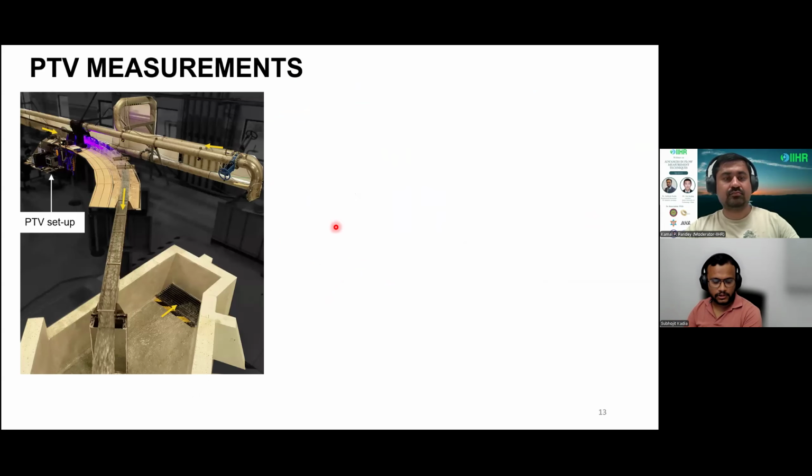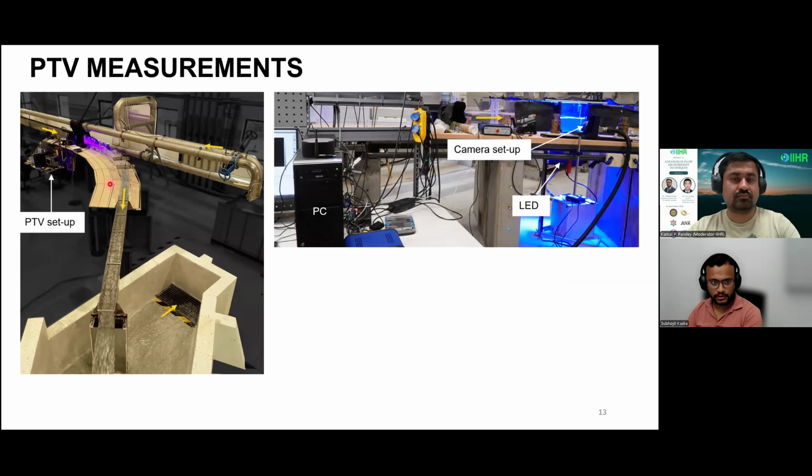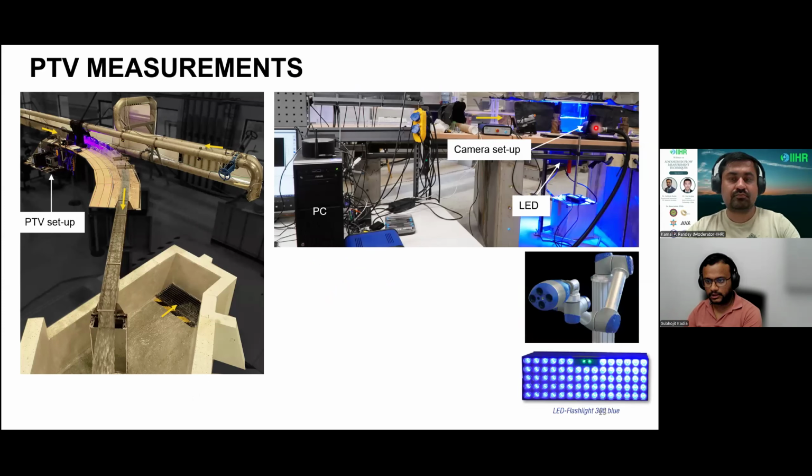This is the downstream view of the PTV setup. If we look closely into the setup, we have this camera assembly that contains 4 cameras to get the 3D view of the particles. It contains an LED and not a laser, and the LED was placed below the channel. This whole setup, this curved channel, was made of plexiglass.